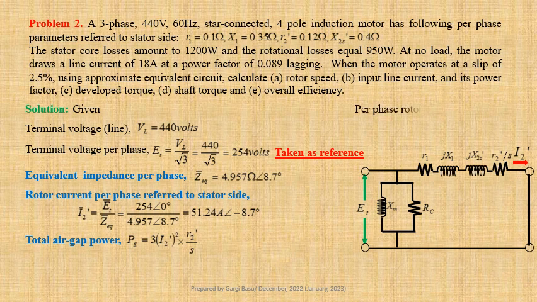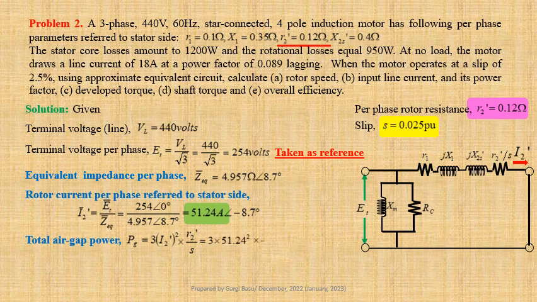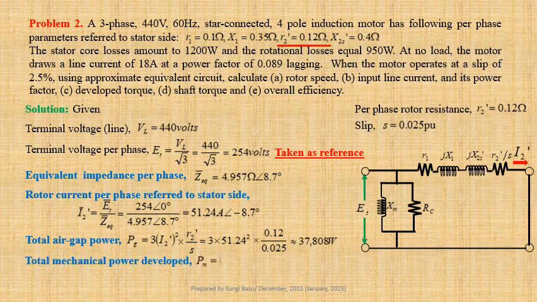Given per phase rotor resistance referred to the stator, R2' equals 0.12 ohm and slip S equals 0.025 per unit. Therefore, Pg equals 3 into 51.24 square into 0.12 by 0.025, which is approximately equal to 37,808 watts. Total mechanical power developed, Pm equals (1 minus S) times Pg.